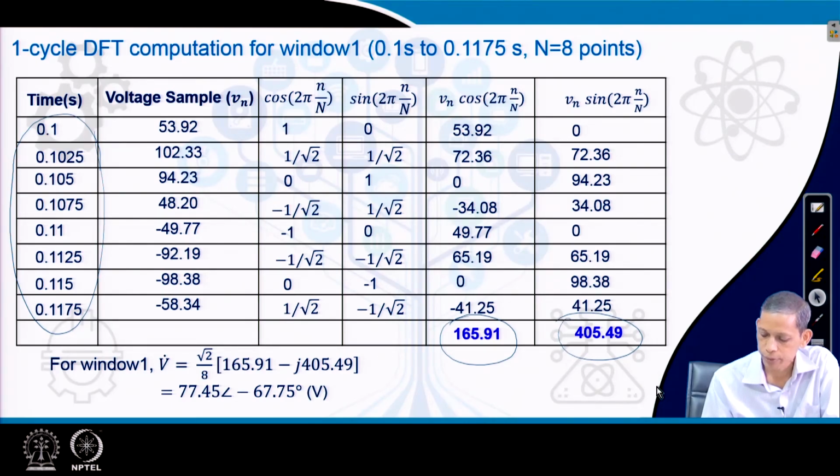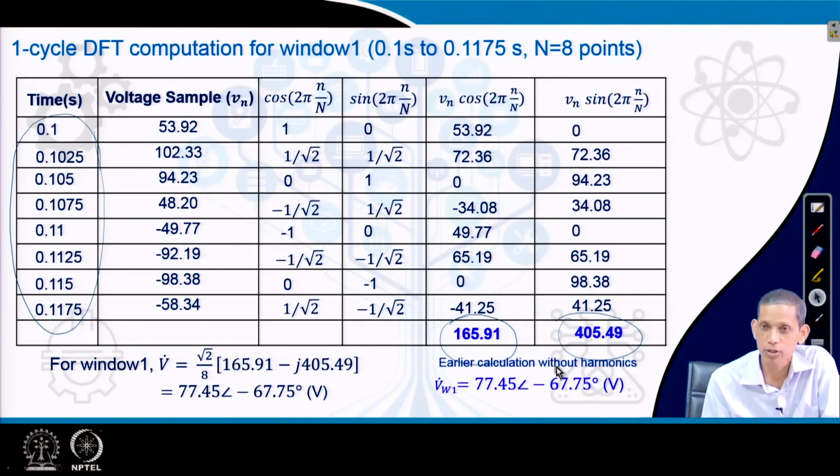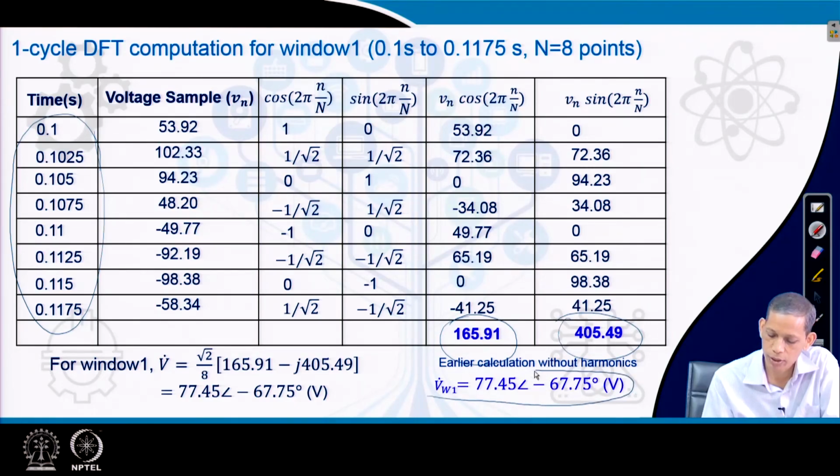So, what we see here is that in the earlier calculation without harmonics, we got in the first window 77.45 with an angle of minus 67.45. So, these two values are exactly the same.